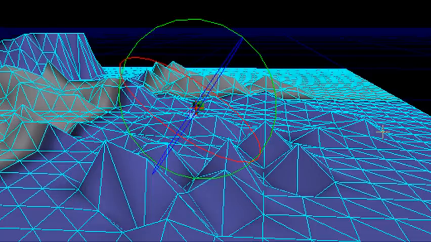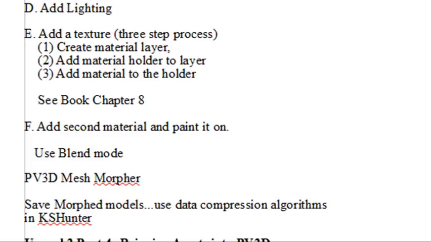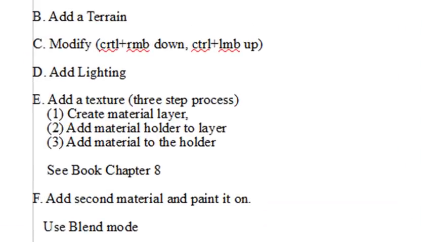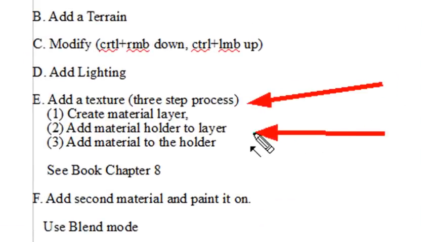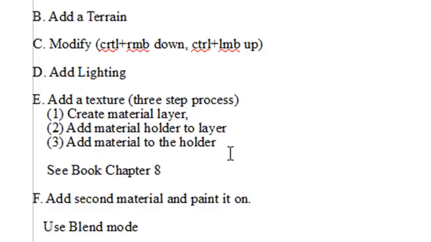Now let's go ahead and add some terrain. And it's actually a three-step process. Let me bring that up so you can see that. So in adding a material to the terrain that I've created, I've got to create a material layer. I've got to add the material holder to a layer. And then I have to add a material to the holder. So that's the way I like to think about it. It's probably not in technical terms for this, but you have to create something like a layer. Then you have to put a holder for the material in that layer, and then you have to add that material. So let's go ahead and do that real quick.